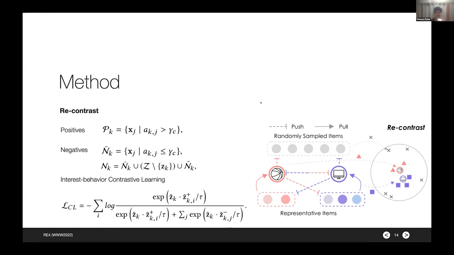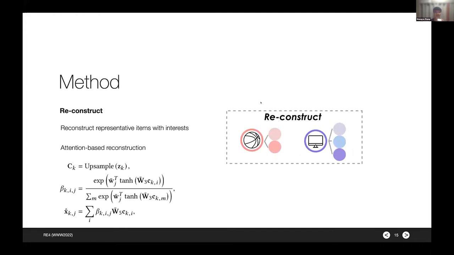Technically, we use the contrastive learning technique. We define the positives and negatives for each interest. For a particular interest, the positives are those historical behaviors that have high attention weight, where A stands for attention weight, bigger than a predefined threshold, gamma C. And we regard those historical behaviors that have attention weights below the threshold as negatives for this particular interest. We also regard other interests as negatives. Having those positives and negatives, we can conduct the interest-behavior contrastive learning. And the second one is reconstruct.